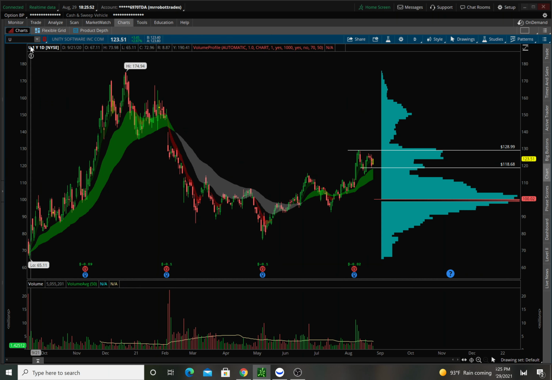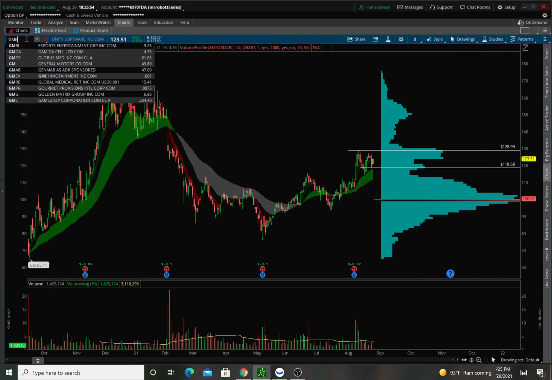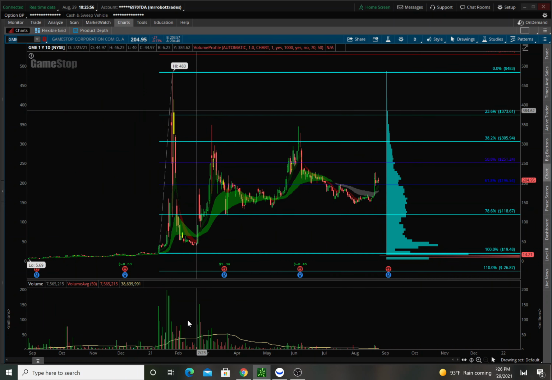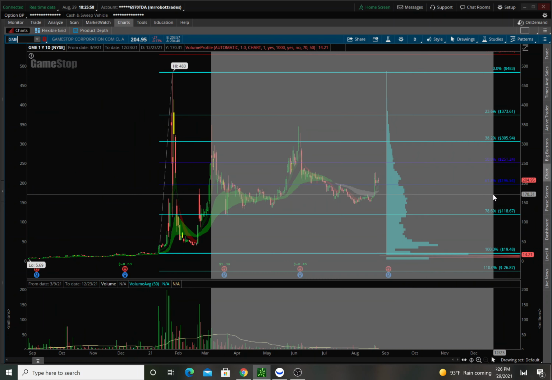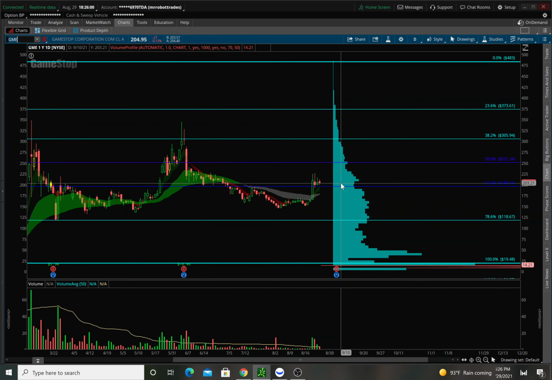So I would go in here, look at GameStop. I've already drawn it out on here, but then glance at our setup and see if it's something worth pursuing.